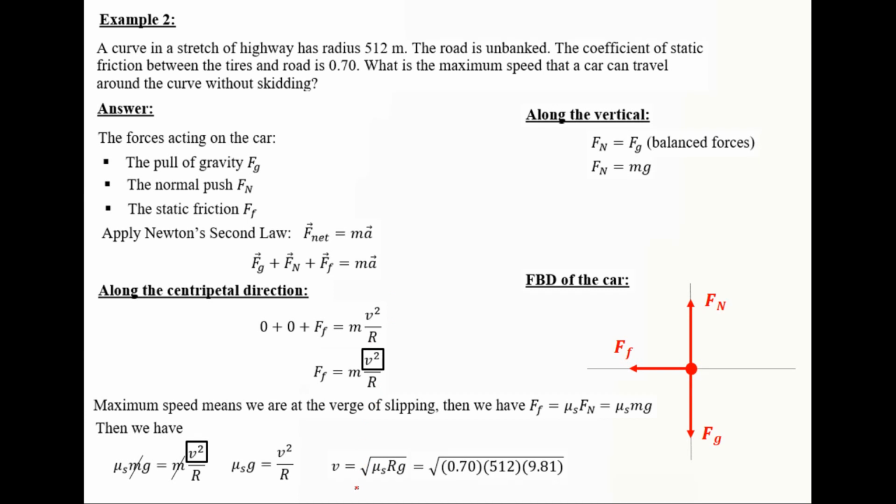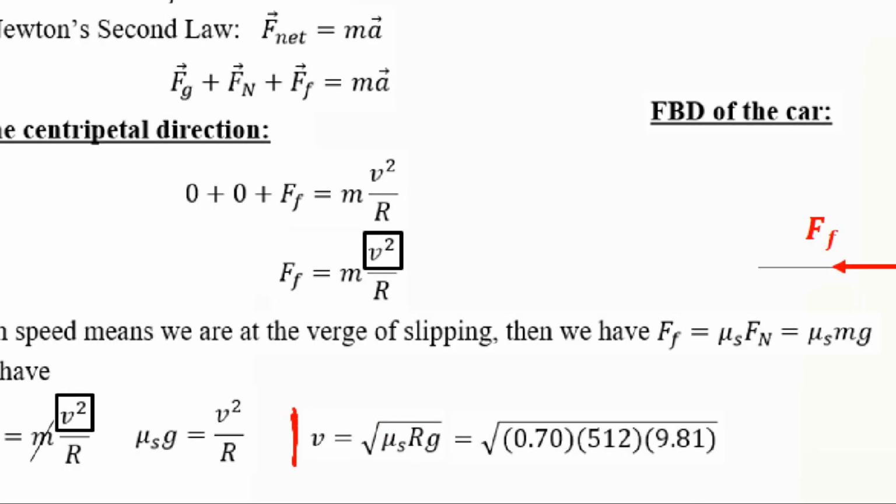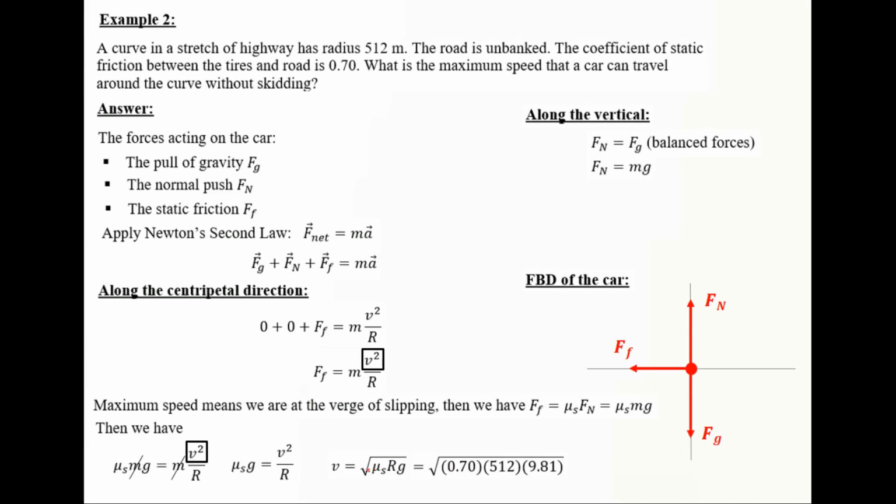What does this expression represent? This is the maximum speed allowed for an object to travel along a curve without skidding or slipping. And it's given by 52.3 meters per second.